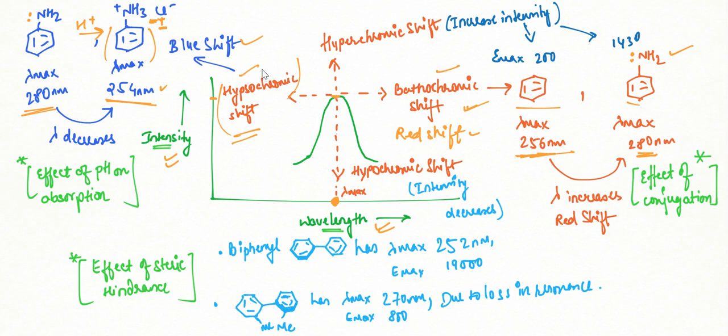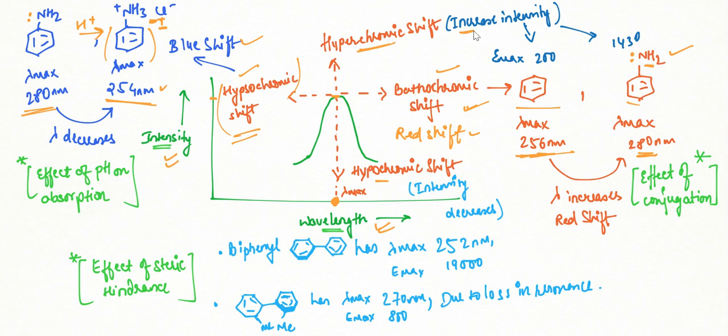What about the shift in intensity? Yes, there is also a term for the shift in intensity. It is the hyperchromic shift, in which the intensity is increasing. Yes guys, this is the intensity increasing over here. Then we have the hypochromic shift, in which the intensity is decreasing like this. Definitely we had talked about how the intensity is increasing if we are adding some auxochrome. If the resonance is increasing, the intensity is increasing, and also the wavelength is increasing.